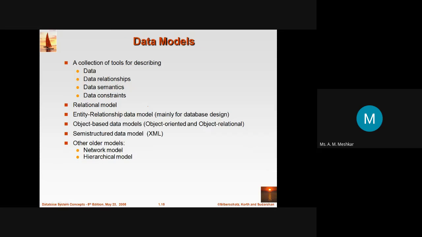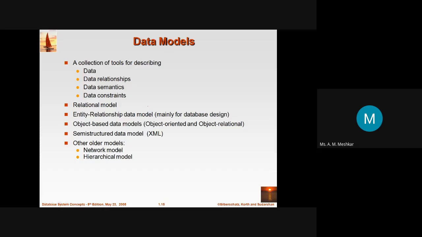Then we have learned also the other models: the entity relationship data model, which is more based on the real world and abstraction, and the object-based data model, which is a combination of object-oriented plus object-relational. And then the semi-structured data model, where along with XML, more specified attributes are used inside the table.